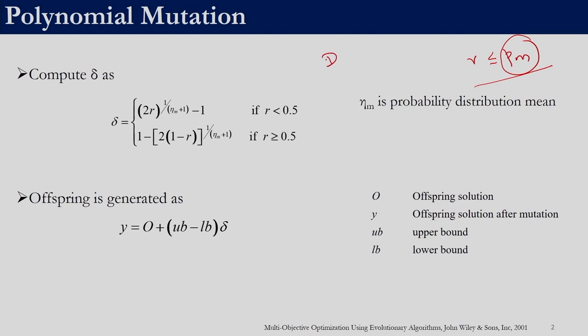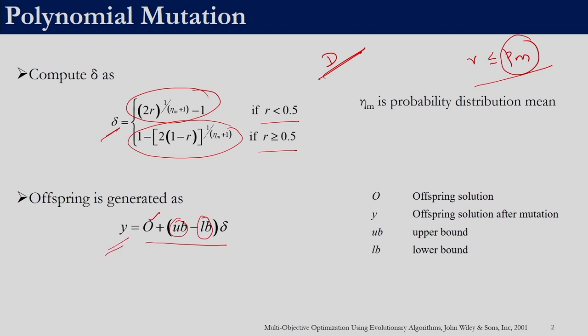If this condition is satisfied, we have to generate d random numbers, because we have d decision variables, and for each of them we check whether r is less than 0.5 or r is greater than or equal to 0.5. If r is less than 0.5, we use this equation to determine the value of delta. If r is greater than or equal to 0.5, we use this other equation to determine delta. Once we determine delta, we can generate the new offspring using this equation: the current offspring for which we are doing mutation plus UB minus LB, which are the lower and upper bounds of the problem, times delta, which we calculated here. This gives us the new offspring, called Y here, or you can just call it O.